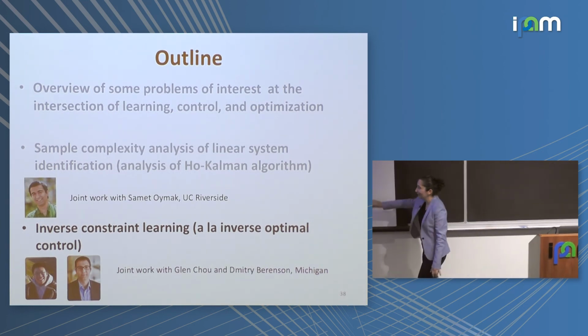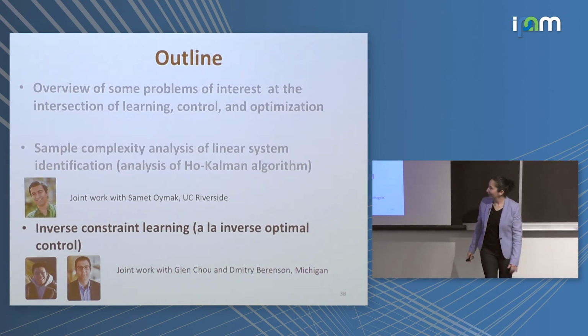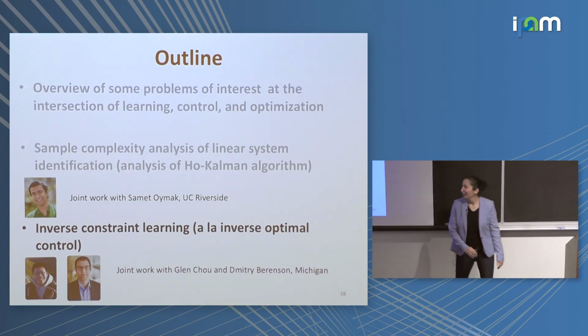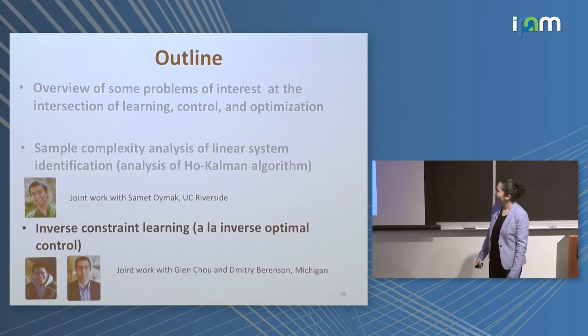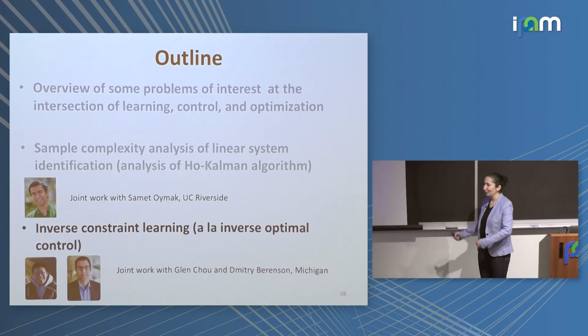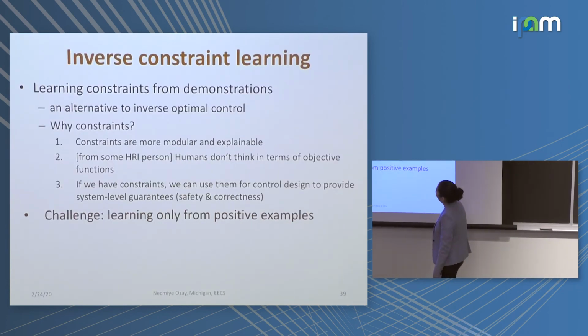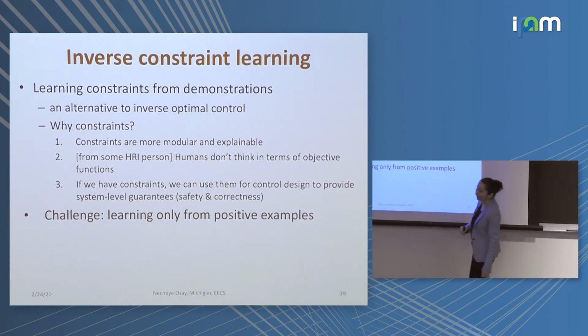So this is going to be very different, but we got interested in this, and I said I like constraints more than cost functions. And we were like, oh, there's inverse optimal control, but I don't like reward functions. Can I learn constraints using similar ideas? As I said, constraints are more modular and explainable.